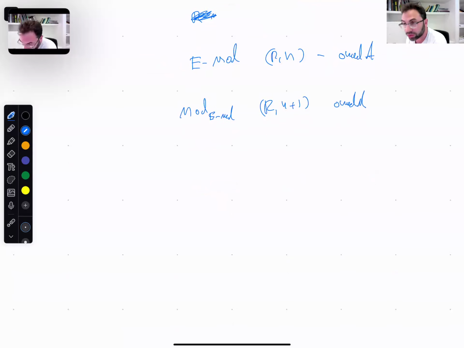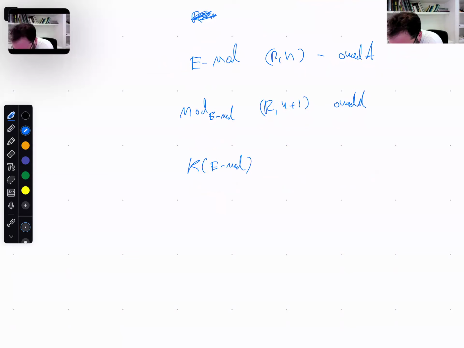But you can also apply the functor algebraic K theory to decategorify. So you can take K theory of E mod, and this is going to be Rn plus 1. There are some assumptions here that I don't have time to get into.